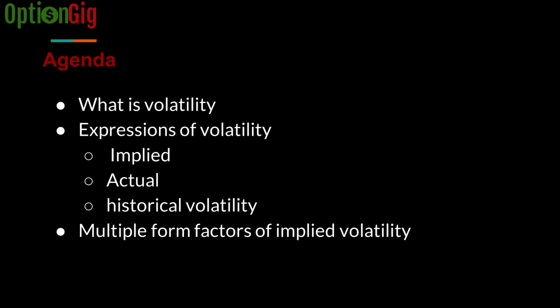Alright, so what we're going to cover today is what is volatility? What are the different expressions of volatility or different types of volatility? We'll talk about implied volatility, actual volatility, and historical volatility. And lastly, we will also cover what are the multiple form factors of implied volatility itself. What are the different ways in which the implied volatility can be expressed?